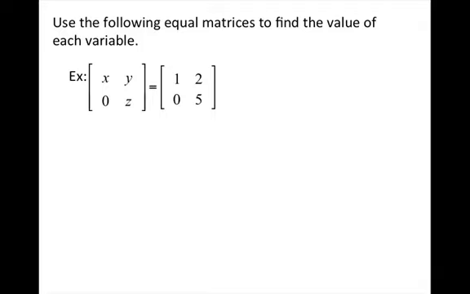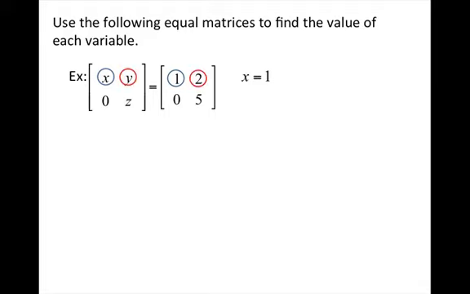Well, use your facts about equal matrices. I'm told these matrices are equal, so I know that they're the same size, which I can see that, but I also know because they're equal, corresponding elements are equal. So the X and the 1 are both in row 1, column 1, so those must be equal. So X has to equal 1.